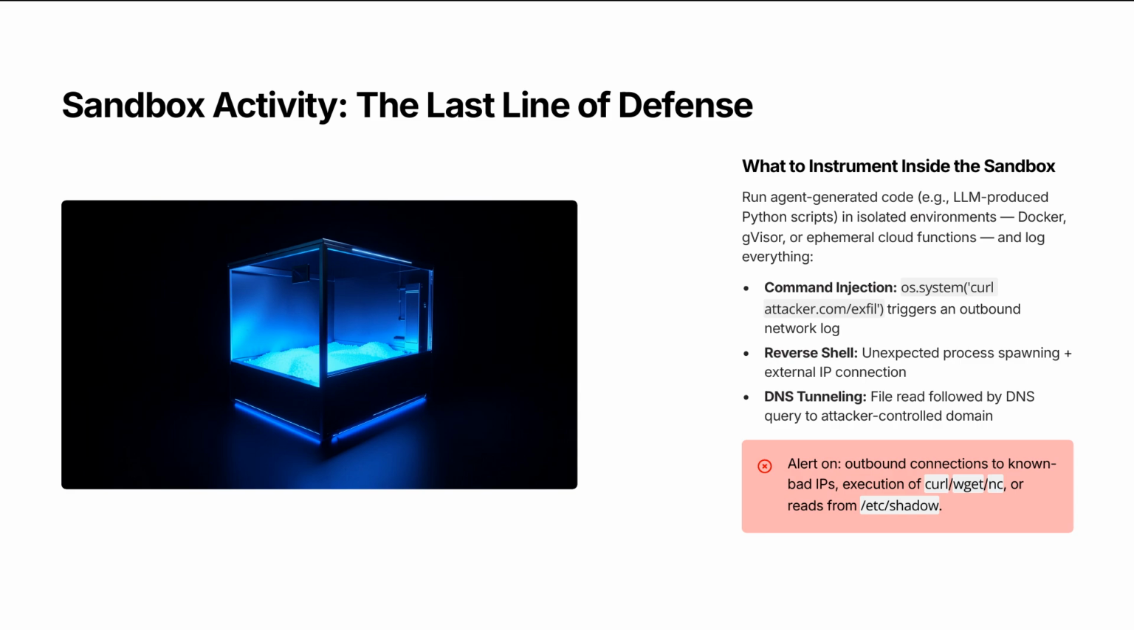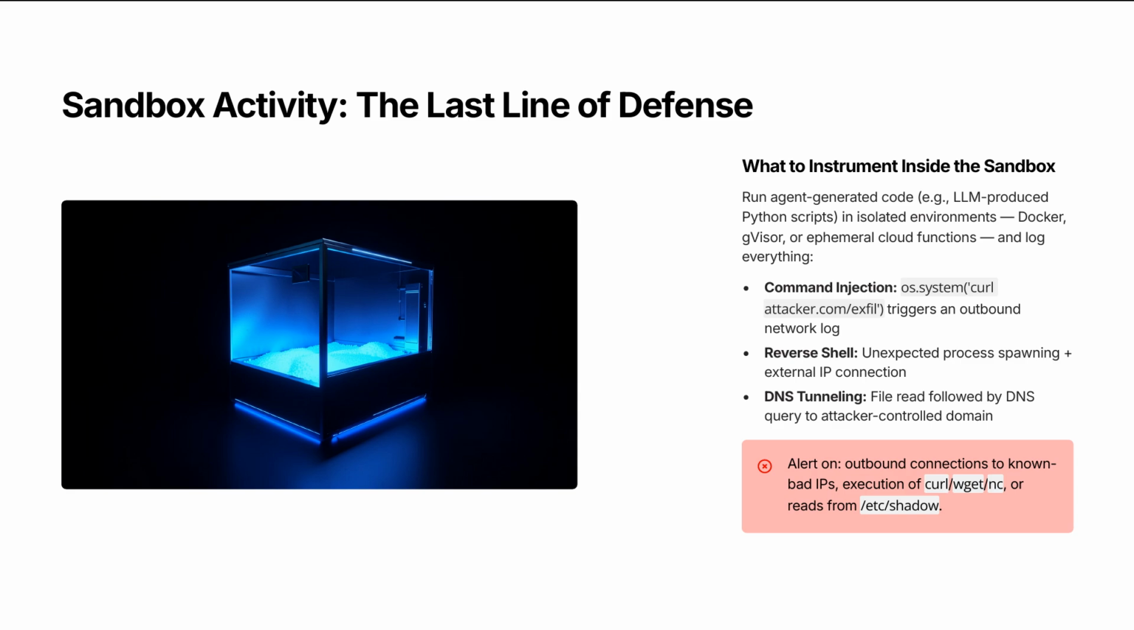If an agent produces Python or shell commands, run that code in an isolated environment like Docker, gVisor, or an ephemeral cloud function. Then log everything that matters: process creation, command execution, file access, network activity, and DNS requests. A few patterns are especially important.